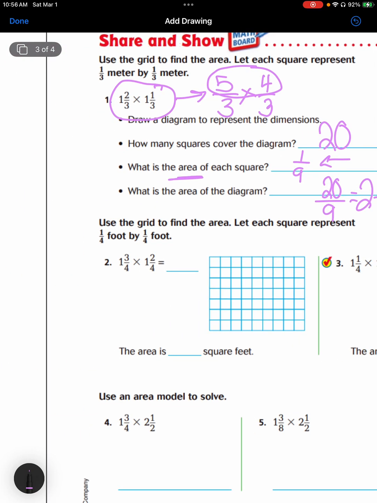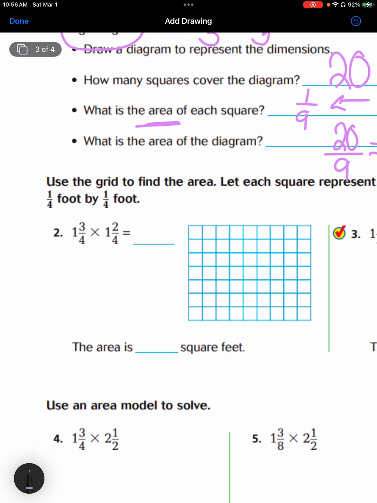Okay? Take a look at number 2. So number 2, each box, if we just multiply the bottom, that means that each box represents 1/16. Okay? So now, let's turn these mixed numbers into improper fractions. So 4 times 1 is 4, plus 3 is 7. 4 times 1 is 4, plus 2 is 6. So here are my dimensions.